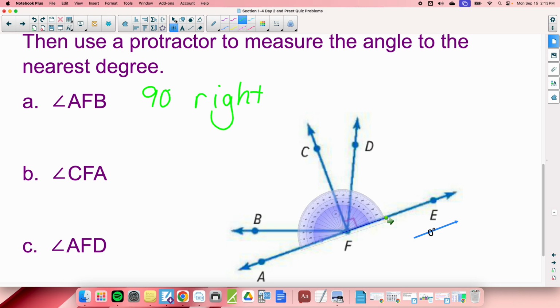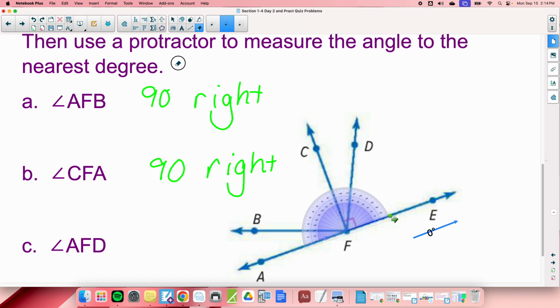Now what it's asking us for is angle CFA. Oh wait, CFA is down here actually. I'm sorry. This is 90, this is right, because this box is there. If CFE is right, that makes CFA right, so that would make this a 90-degree angle also. Okay. Now it says angle AFB.